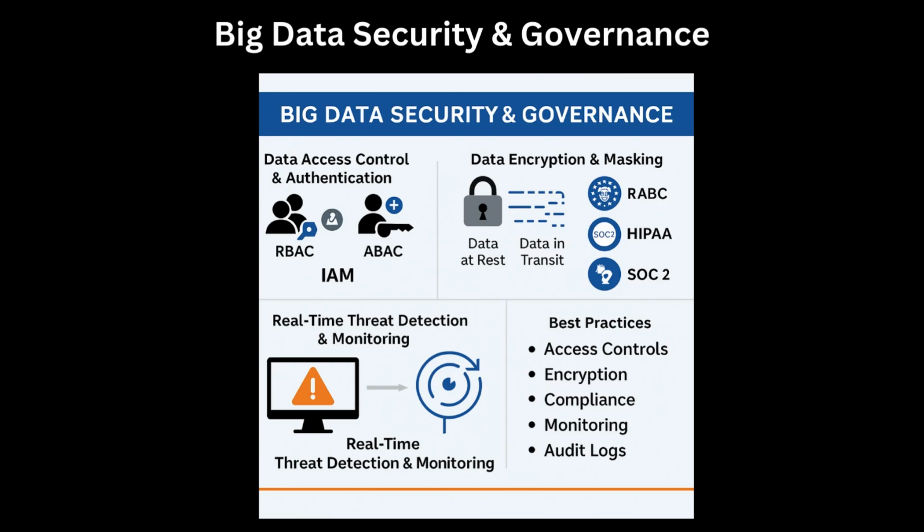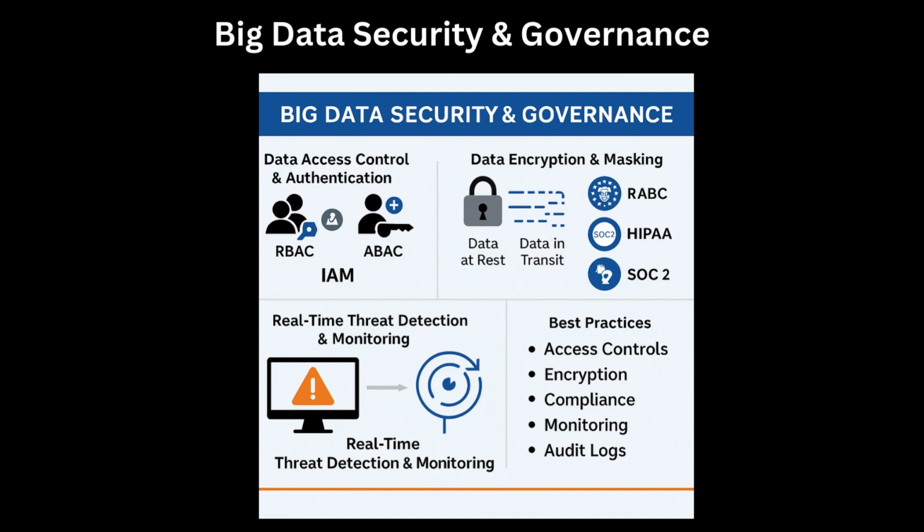Managing access control is crucial. Organizations use role-based access control, RBAC, and attribute-based access control, ABAC, to ensure only authorized users can access specific datasets. Identity and access management, IAM, solutions, such as Azure AD, AWS IAM, and Google Cloud IAM, help enforce these policies.